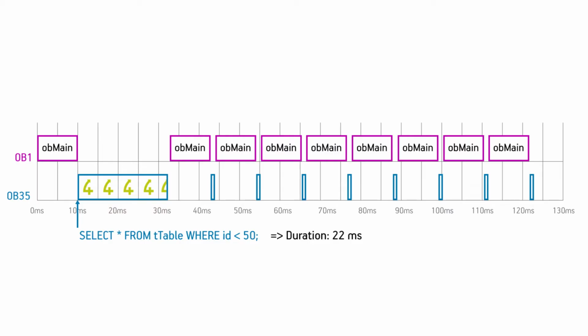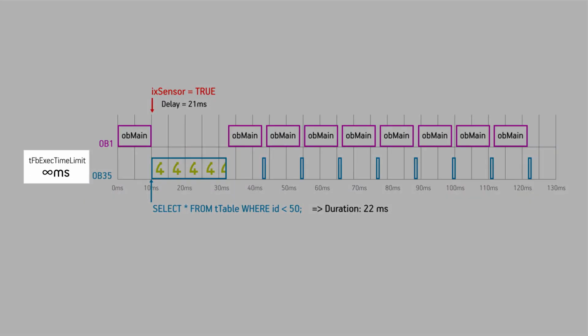And during that time, our main program won't be able to process anything. So if it's for example waiting for a sensor, and that sensor gets triggered directly after we go to our S4A function block, it won't be able to detect that sensor until after we're finished. So we could have a delay of 21 milliseconds in here. And this is where our setting comes into play.